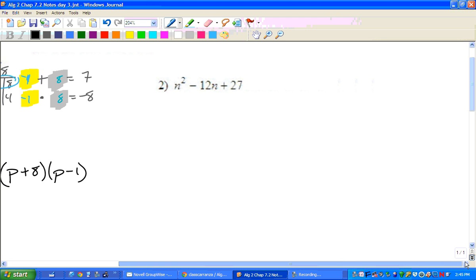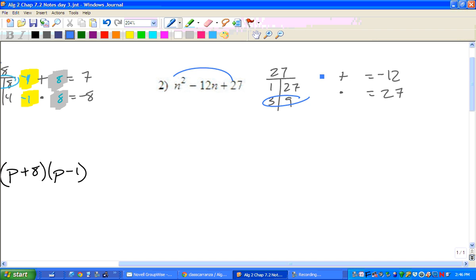Let's do another example. So, we get 27. And that's 1 and 27, 3 and 9. So which ones add up to get to negative 12, but multiply to get to 27? Hopefully you're shouting out and saying, Mr. Grice, it's negative 3 and negative 9.